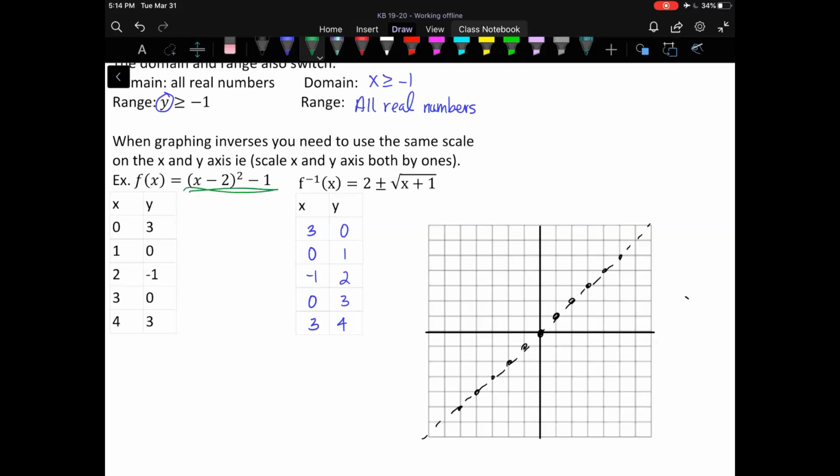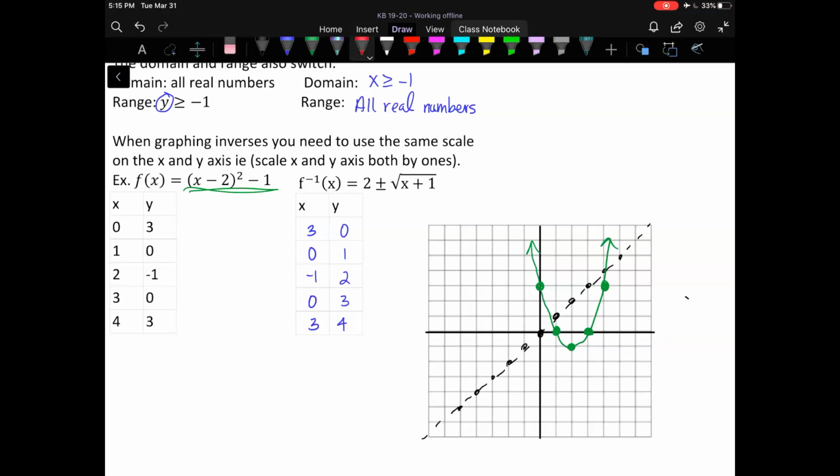So we'll do this one in green. We have 0, 3. Then we have 1, 0. And we have 2, -1. And then we have 3, 0. And 4, 3. So this is the graph of our original equation, our quadratic.